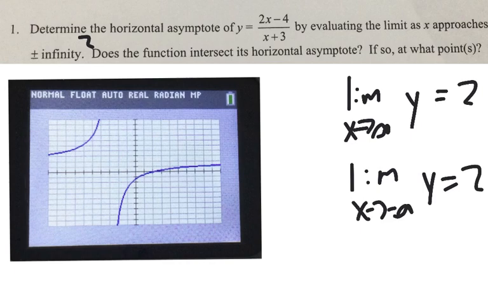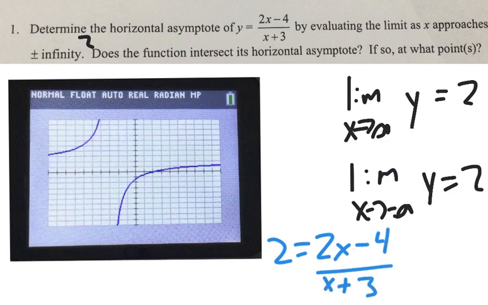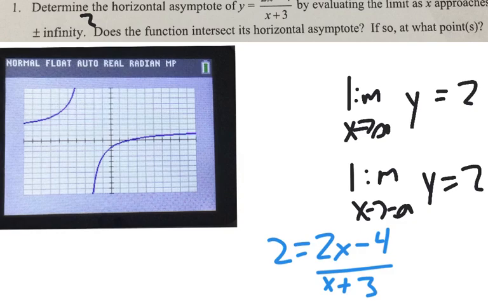Now here's how you can know if it does cross it. I'm interested in the y value being 2. Everybody follows? Because if the function crosses the horizontal asymptote, then y has to be 2 at some point. So set y to be 2 and solve it. So does 2 equal (2x minus 4) over (x plus 3)? How would you guys solve this?